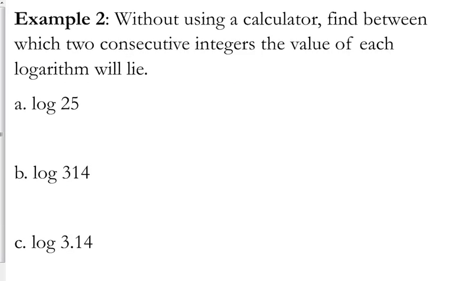All right, let's look at example two. Without using a calculator, find between which two consecutive integers the value of each logarithm will lie. All right, so that sounds a little confusing. Let's talk about it. The log of 25. The base is 10, so that says 10 to some power is 25. Well, we know that we can't raise 10 to a whole number power and get 25, right? Because 10 to the first is 10, 10 squared is 100, we totally just jumped over 25. But that must mean that the log of 25 is between 1 and 2.